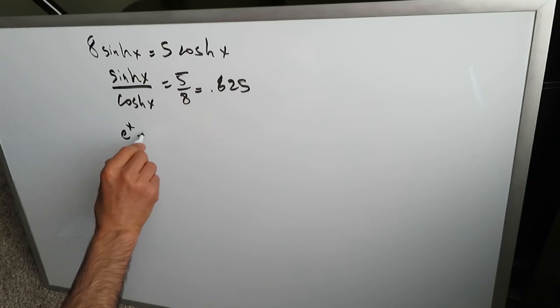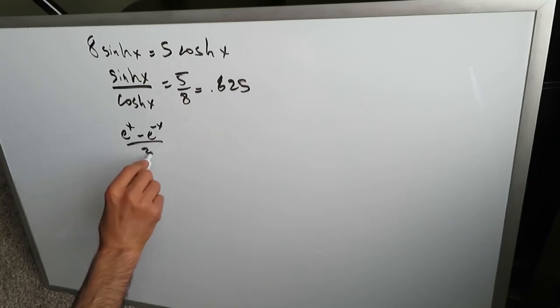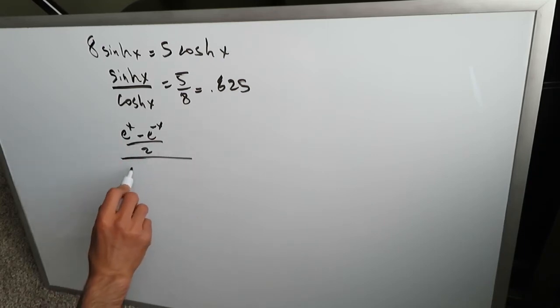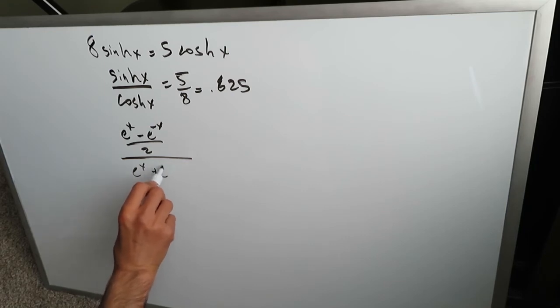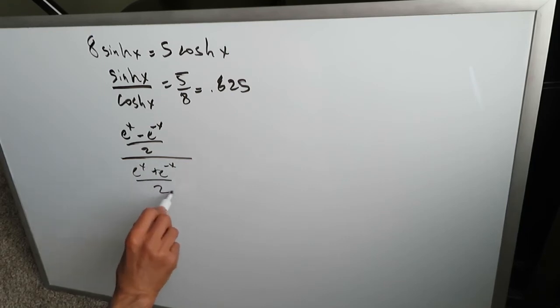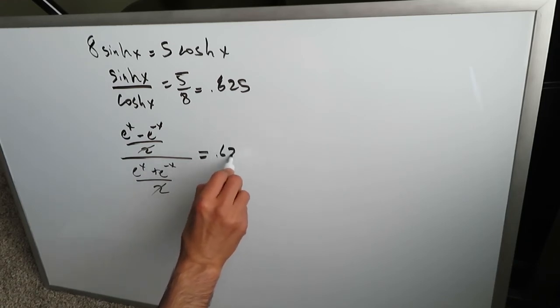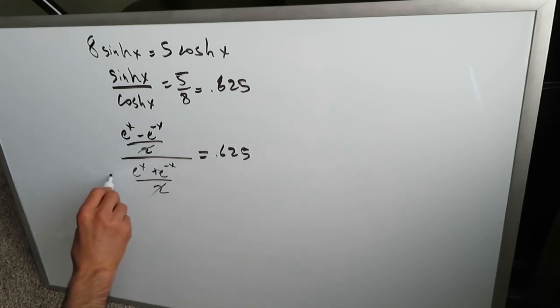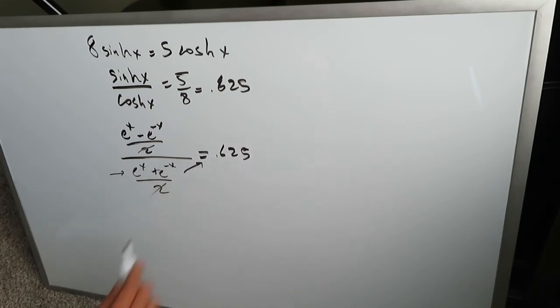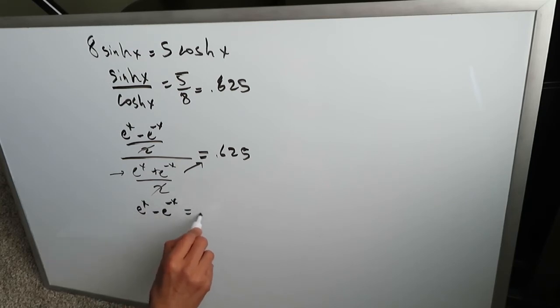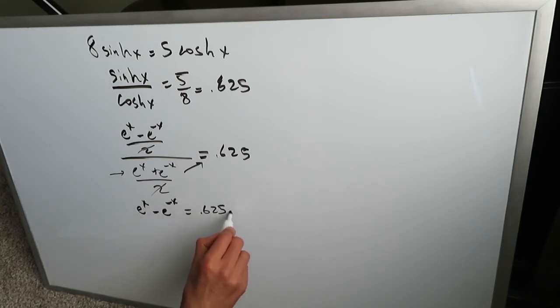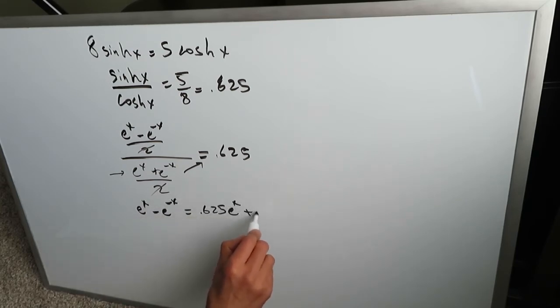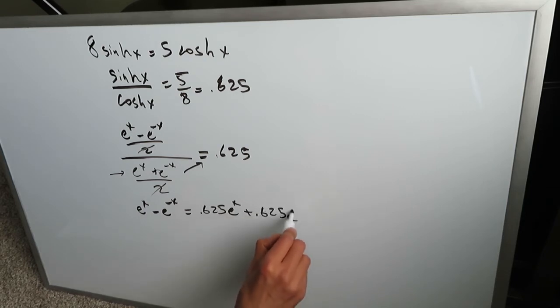e to the x minus e to the minus x over 2 is equal to, now the cosh part, e to the x plus e to the minus x over 2. These 2's will cancel out. If you flip everything around, it is equal to 0.625. Take this entire line over here and multiply it up over here. That's how I would do it. I would get e to the x minus e to the minus x is equal to 0.625 e to the x plus 0.625 e to the minus x.